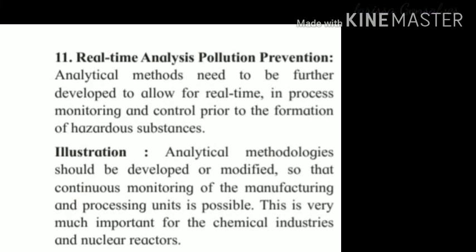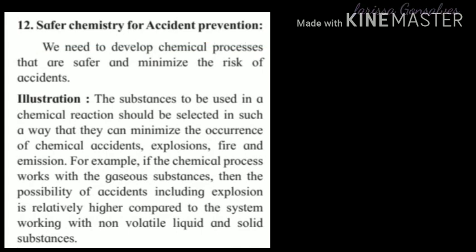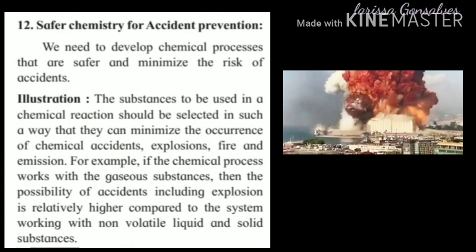Now we move on to the last principle, that is safer chemistry for accident prevention. So we need to develop chemical processes which are safer and can minimize accidents. When carrying out a chemical reaction, the substance should be selected in such a way that it can minimize the occurrence of chemical accidents, explosions, fire and emission. For example, if the chemical reaction involves the use of gases, then the possibility of accidents like explosion is much higher when compared to non-volatile liquids and the use of solid substances.